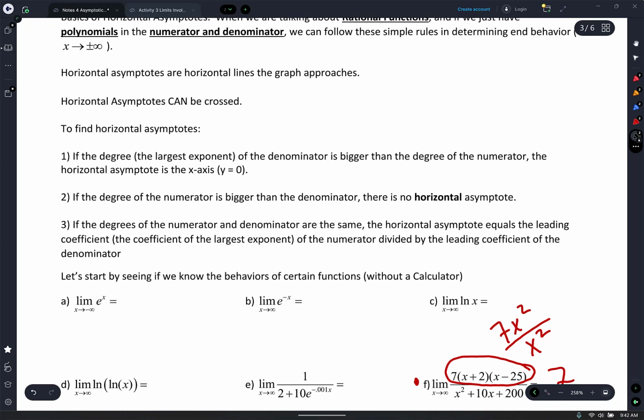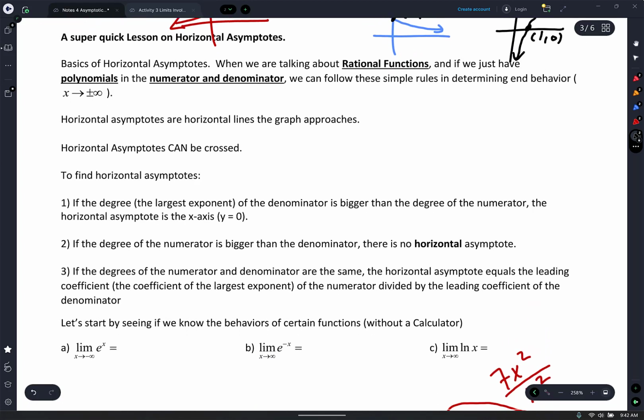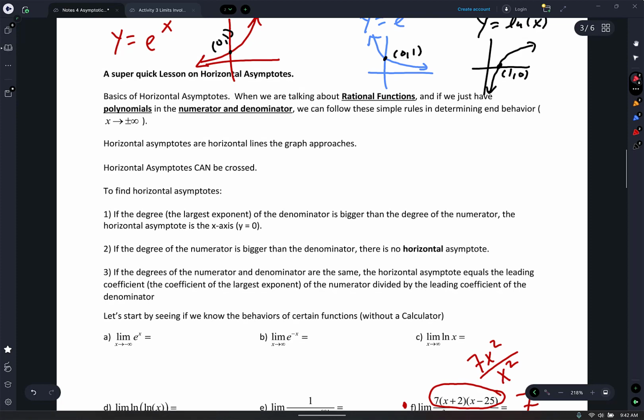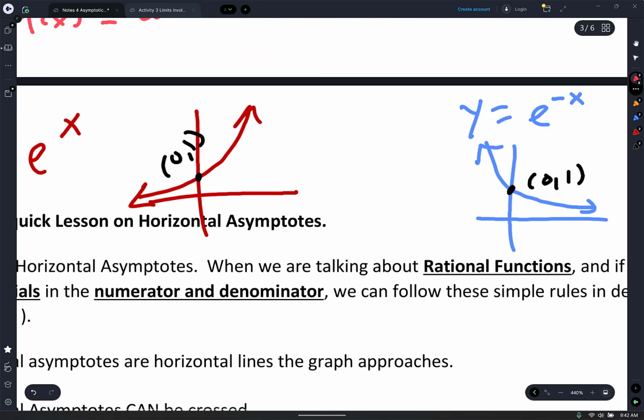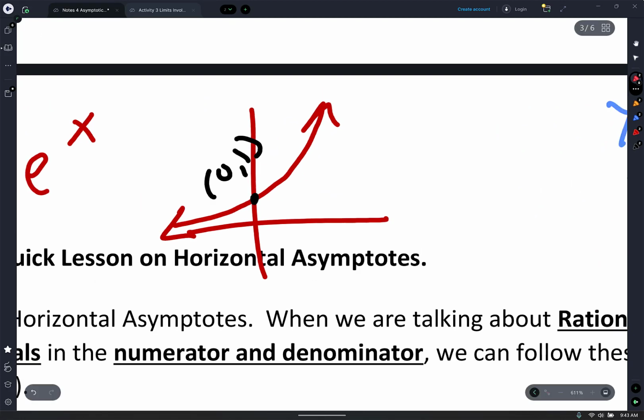Limit as x approaches negative infinity of e to the x. What do you think it is? It's not negative infinity. It's 0. Look, it's e to the x, it's this one right here. I have a horizontal asymptote at y equals 0. If I approach negative infinity, I'm approaching the y value of 0. Do you guys see that? Okay, let's go to the next one.